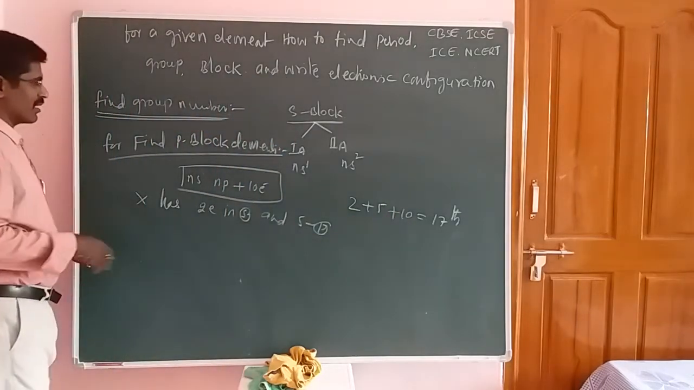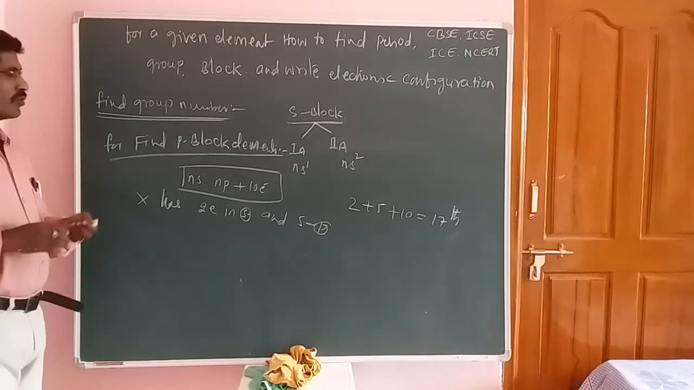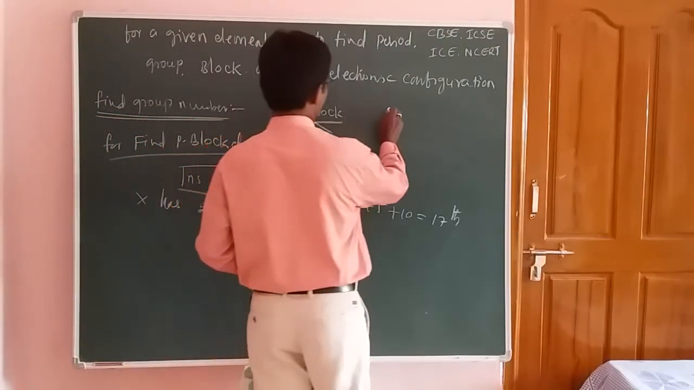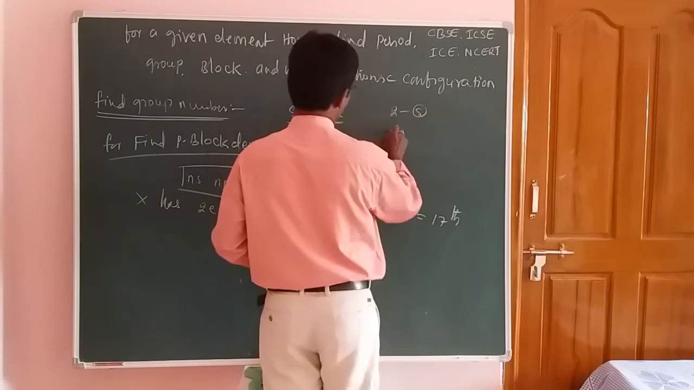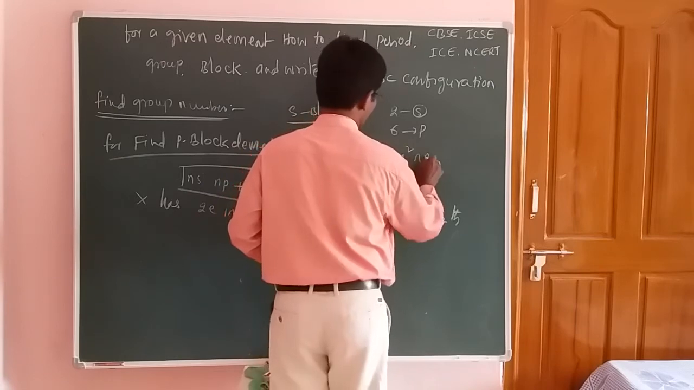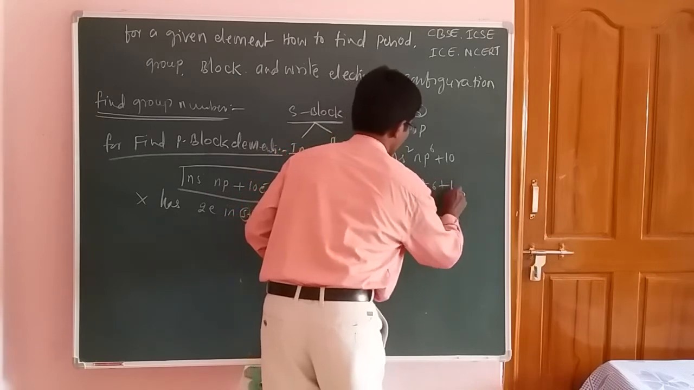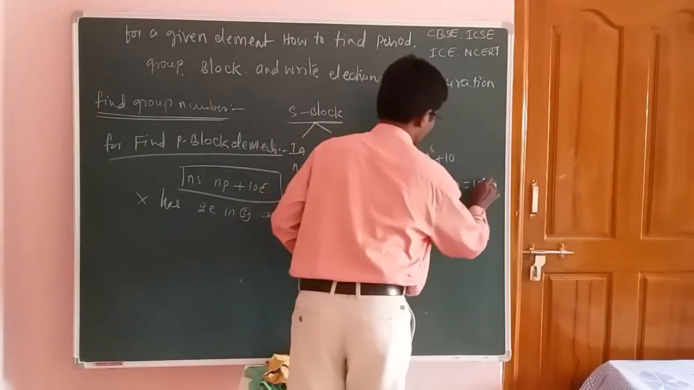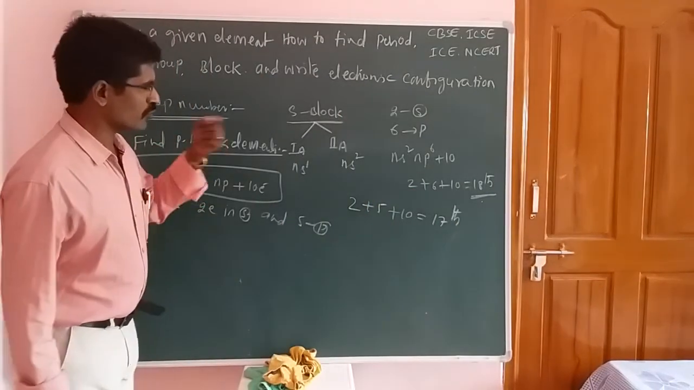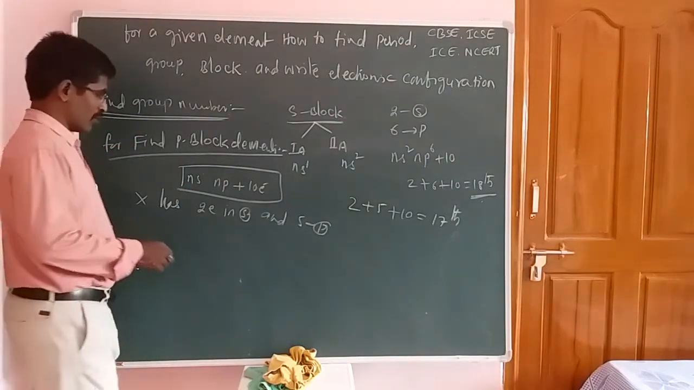For example, 2 electrons in the s orbital and 6 electrons in the p orbital. How to find the group number? We have the formula: ns2 np6 plus 10, students. So 2 plus 6 plus 10 is equal to 18. In the given question, the element belongs to which group, friends? The 18th group. The 18th group means the 0 group, or noble gas elements, friends.